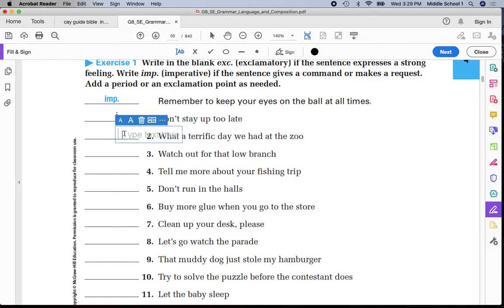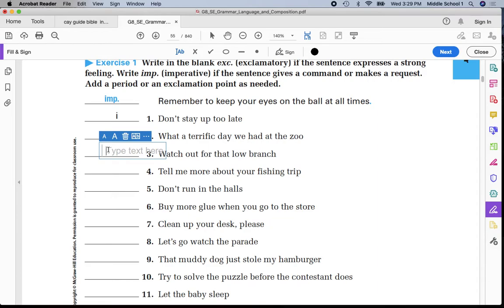Number 2, what a terrific day we had at the zoo. I'm going to say that's exclamatory. And why am I going to say that's exclamatory? Because somebody just experienced something that was pretty special. I wouldn't say you, what a terrific day we had at the zoo. It's not really a command or a request, so I'm not going to call that imperative.